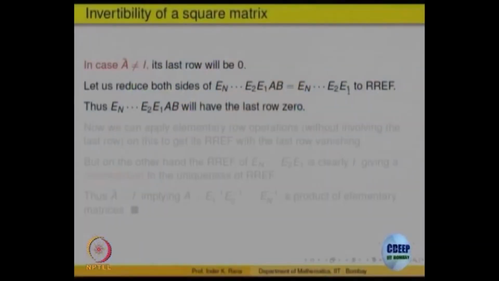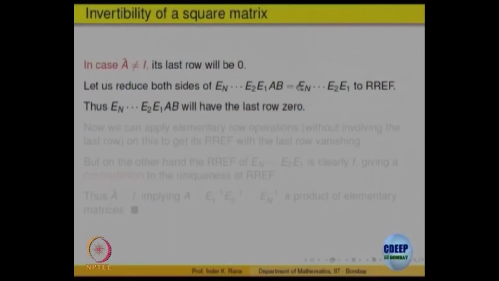Can it have a 0 row? Can that have a 0 row or not? It cannot. Why? What is the reason? Because if this is the matrix En, ..., E2, E1, the product, I want to reduce it to row echelon form.